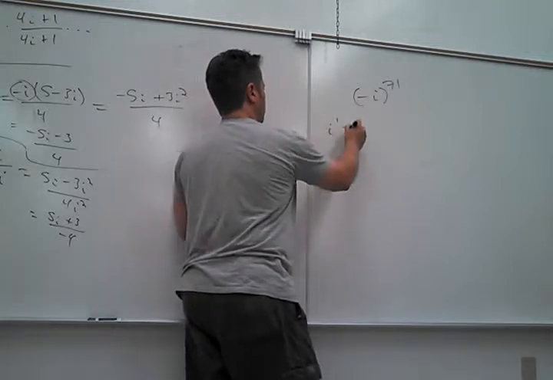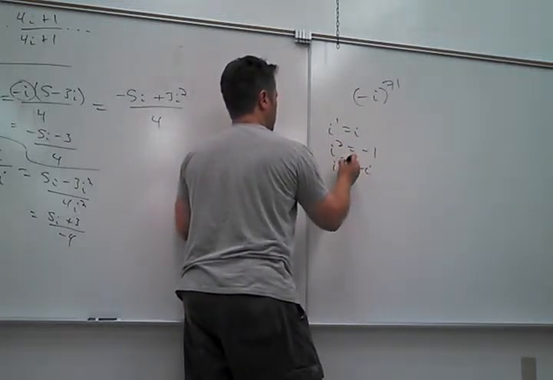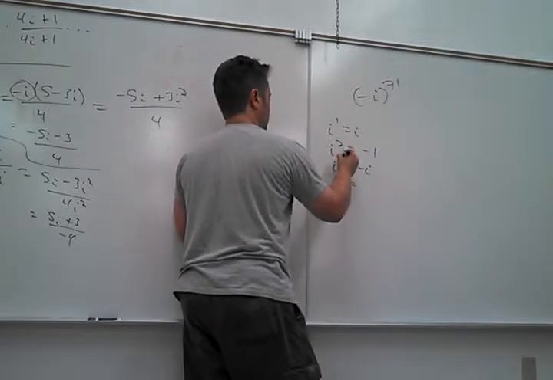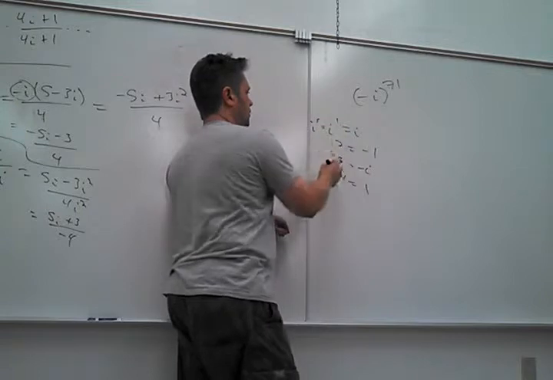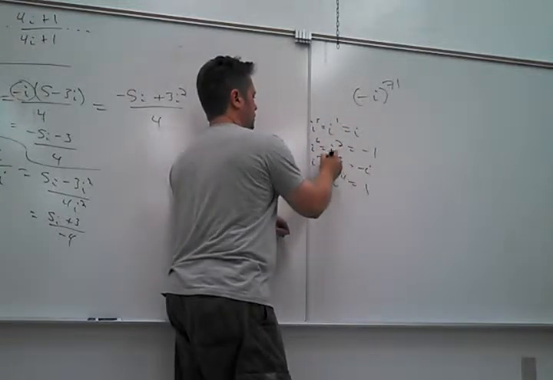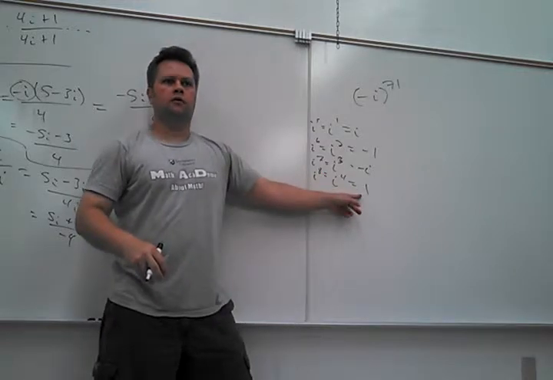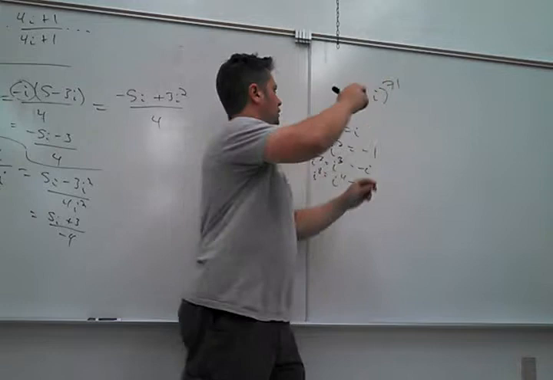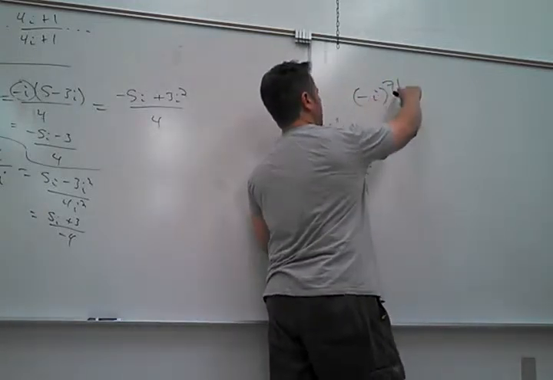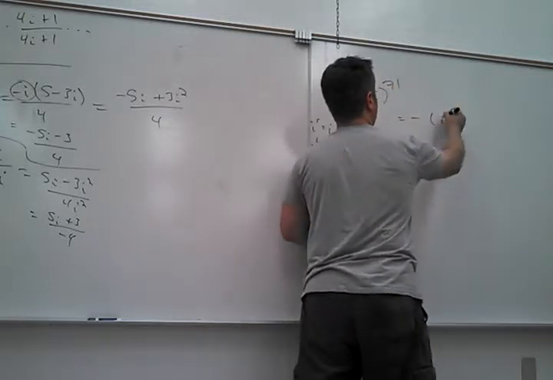So i to the first is i, i squared is negative 1, i cubed is negative i, i to the fourth is 1. And then it starts over again. i to the fifth would be equal to that, i to the sixth would be equal to that. So every fourth one, it goes back to 1. So if I divide this number by 4, first off, what's negative to the 71st power? Negative. Cool. Now I can just focus all my attention on that.